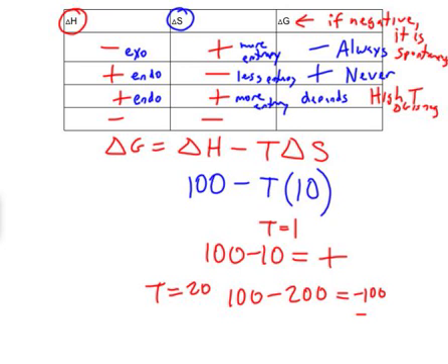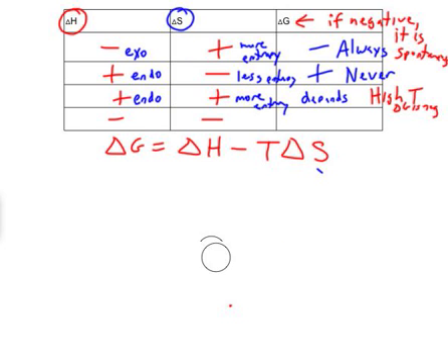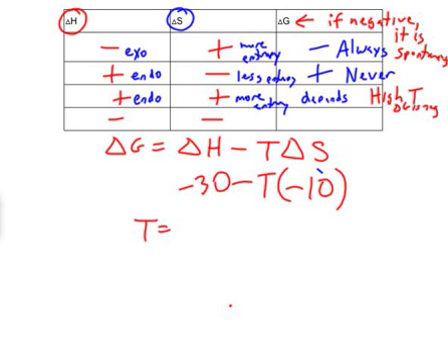All right, going to the last case. You might be able to guess what this is already. If delta H is negative, let's say it was negative 30, and delta S is negative, so negative 10, we can say, all right, what is the temperature there? So again, here, let's say T equals 2. So when T equals 2, you get negative 30 minus 2 times negative 10. So it's negative 30 plus 20, which is negative 10. That's negative. That works.